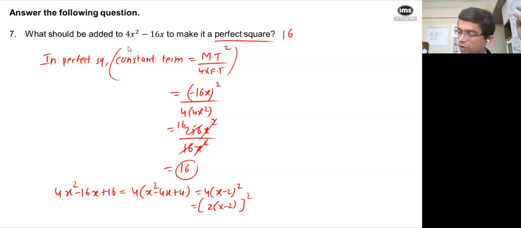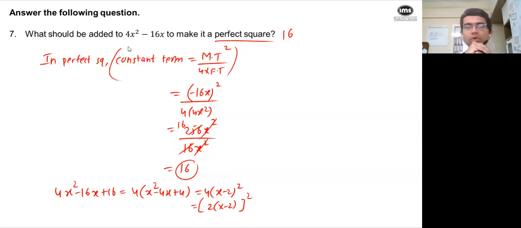So either if constant term is given, you can find the middle term, or if middle term is given, you can find the constant and so on using this formula. So this is very useful when it comes to completion of squares. Completion of square is a concept which we will use in some of the upcoming classes. So for completion of square, knowing this property is important.